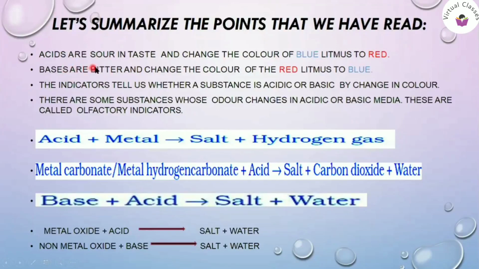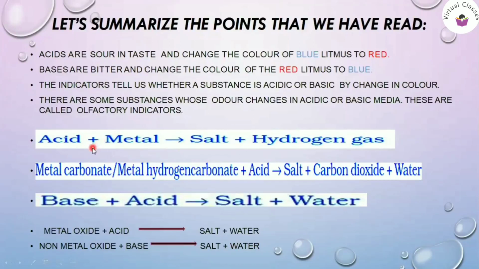First, acids are sour in taste and change the color of blue litmus to red. Next, bases are bitter and change the color of red litmus to blue. Third, indicators tell us whether a substance is acidic or basic by change in color. There are some substances whose odor changes in acidic or basic media. These are called olfactory indicators.